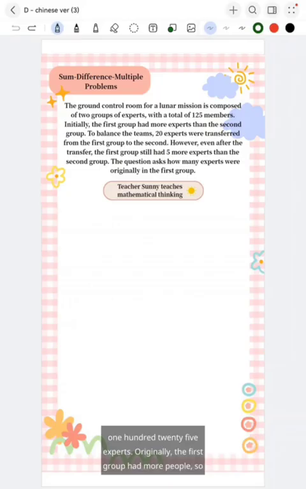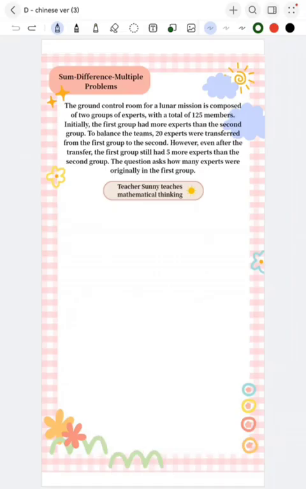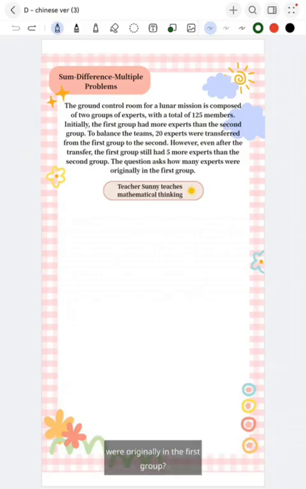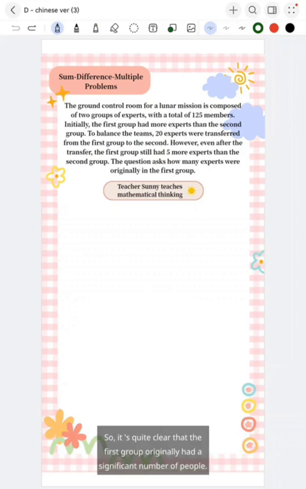Originally, the first group had more people, so 20 experts were transferred from the first group to the second group. However, the first group still has 5 more people than the second group. How many experts were originally in the first group? So, it's quite clear that the first group originally had a significant number of people. Even after transferring 20 experts to the second group, the first group still has more members than the second group. So, how do we solve this problem?